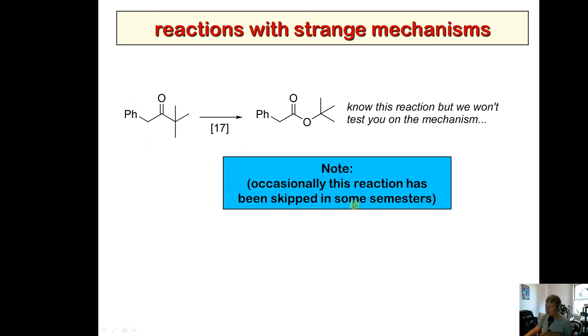The Baeyer-Villiger oxidation. Probably not going to be on the exam, but just fun to look at. Maybe review the mechanism for fun. It was a peroxy carboxylic acid, I think it's like HOO, and then the C double bond O, the CF3, I think. So it's a peroxy carboxylic acid, HOO, C double bond O, and then CF3. It was a pretty cool mechanism, and it was in chapter 17.